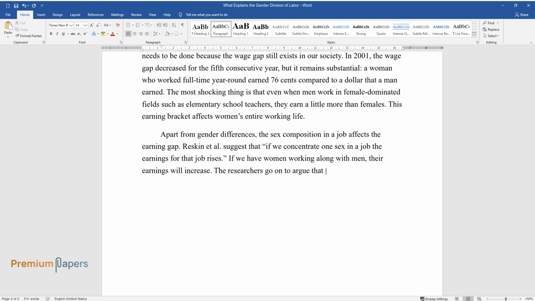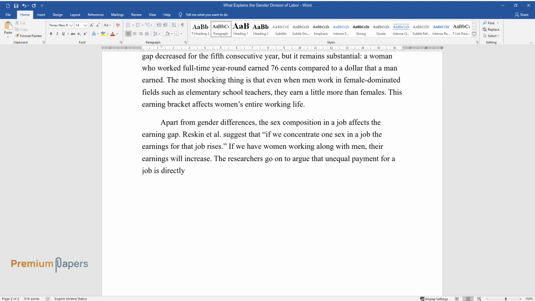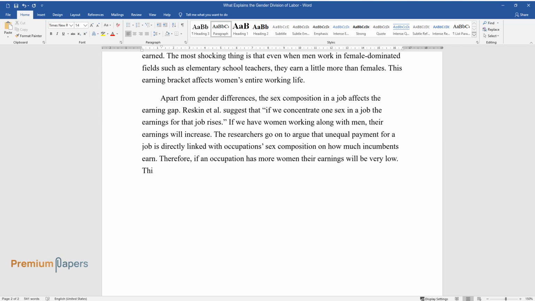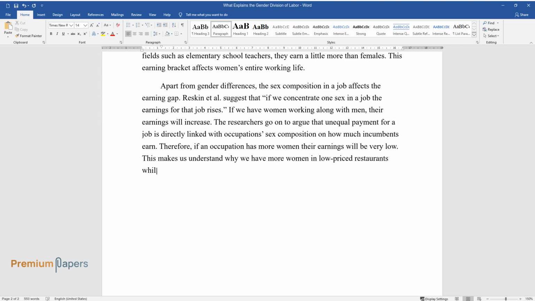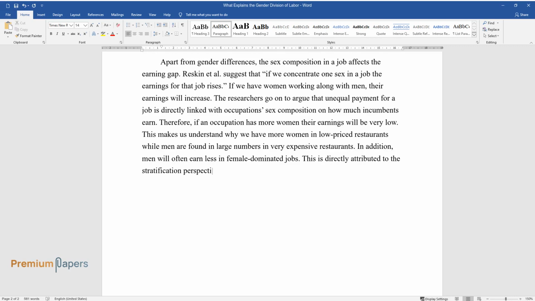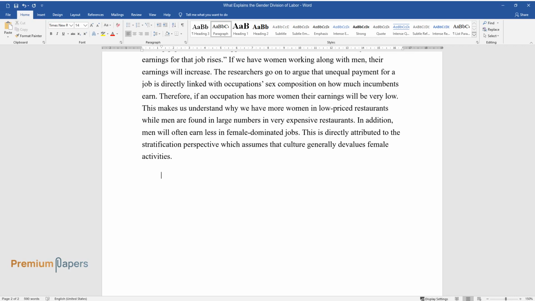The researchers go on to argue that unequal payment for a job is directly linked with occupation's sex composition on how much incumbents earn. Therefore, if an occupation has more women, their earnings will be very low. This makes us understand why we have more women in low-priced restaurants while men are found in large numbers in very expensive restaurants. In addition, men will often earn less in female-dominated jobs. This is directly attributed to the stratification perspective, which assumes that culture generally devalues female activities.